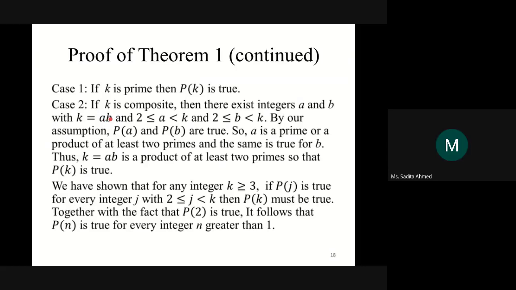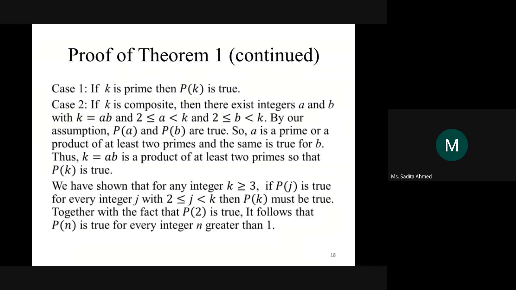No, miss. All right. So k can be expressed as a product of two integers a and b. In that case, think about the integers a and b. What can we say about the integers a and b? Will a and b ever be greater than k? No. They will never be greater than k.